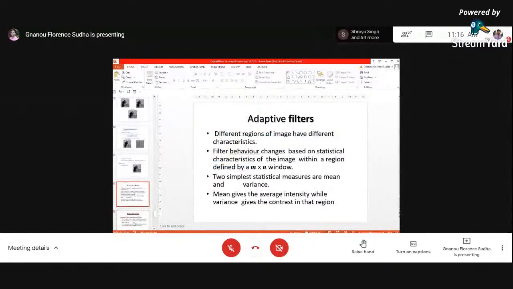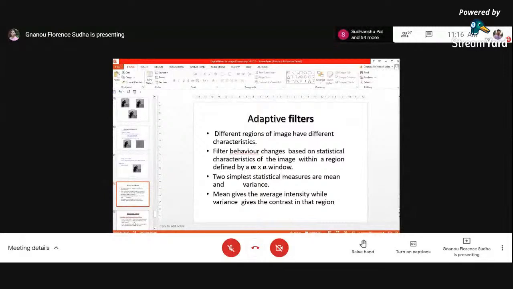adaptive filter. So something we know is that we need to adapt ourselves to the situation. Many of our parents could have told us, come on, you have to adapt to this. Okay, you're going to the hospital, you have to adapt. You're coming back or going back. Here also, filters can be adapted because different regions, different noises can be met in the same picture.